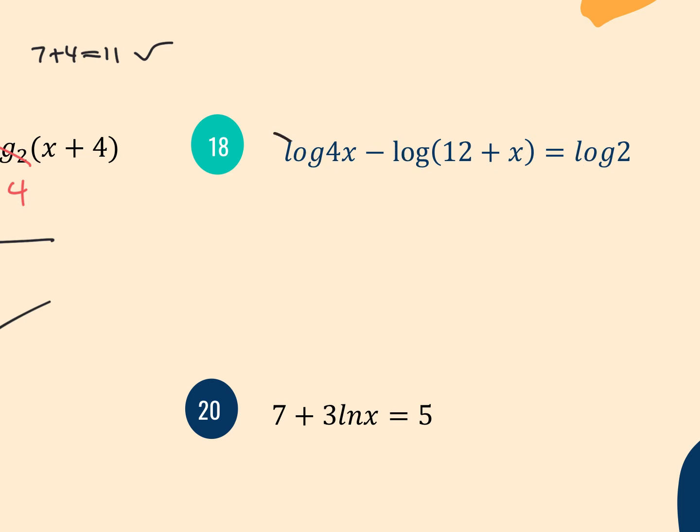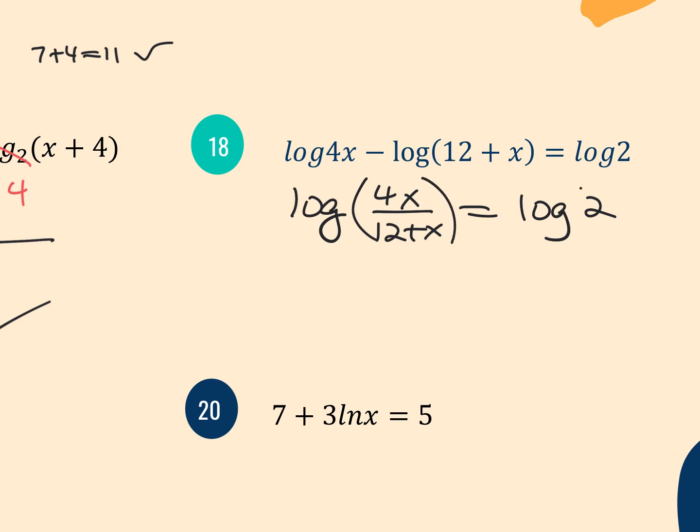You must condense the left side first using the quotient property that we learned. So I'm going to turn this into log of 4x over 12 plus x and set it equal to the log of 2. Now that I have a single log on the left and a single log on the right, I can use my one-to-one property and get rid of the log. So you must condense before you can try to cancel.